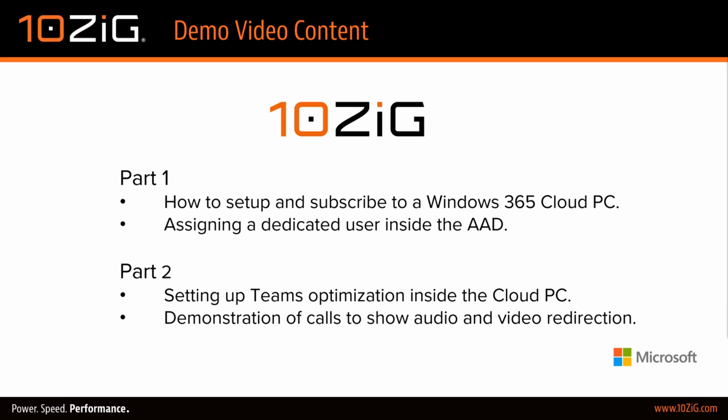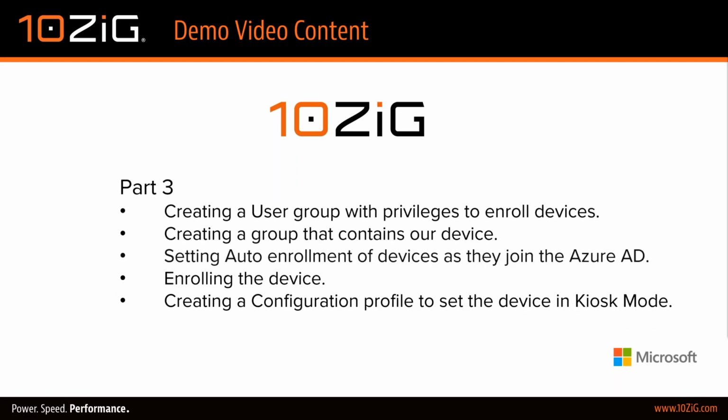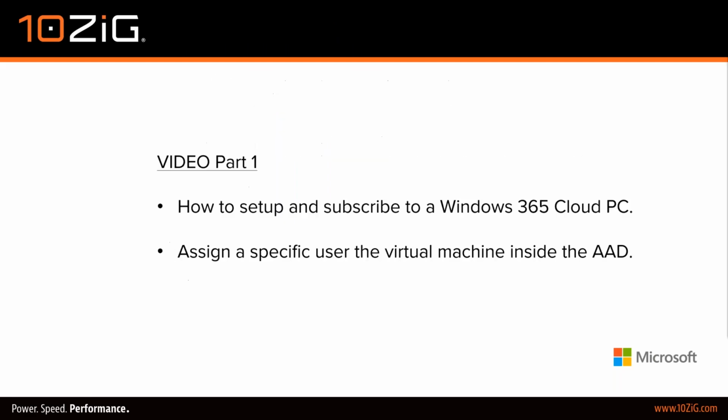In part 1, I'll be showing you how to set up and subscribe to a Windows 365 Cloud PC, and how to assign a specific user to the virtual machine inside the AAD. Part 2 will show you how to set up Teams optimization inside the Cloud PC, and then demonstrate 2 calls that show redirection of audio and video to your endpoints once optimization is enabled. And to round off the session, we'll give you an introduction to Microsoft Endpoint Manager if we've got time, and how you can use it to create groups and roll your Tenzig Windows 10 endpoints into MEM and manage them with a configuration profile to create single secure kiosk for your end users.